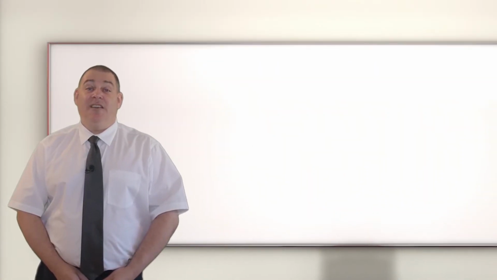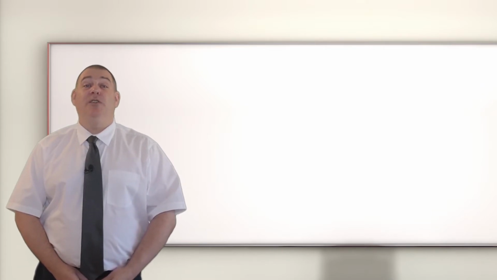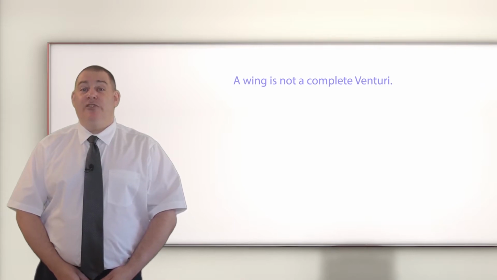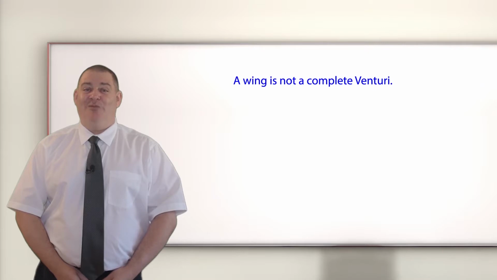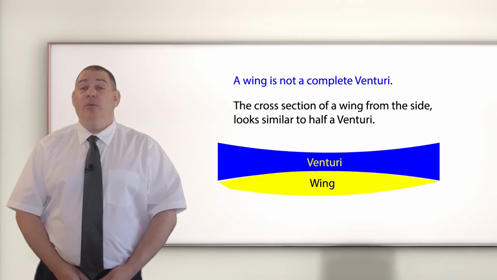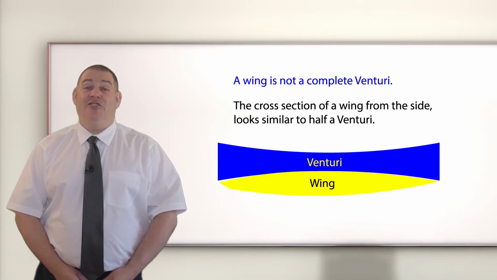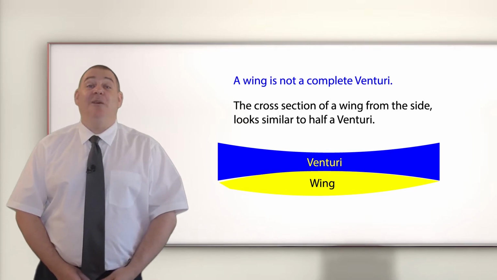There are many different ideas when talking about lift, especially the relationship between Bernoulli's principle and lift. The reason for the controversy is because a wing is not really a complete venturi. If we look at the wing's cross-section, we can see the wing looks similar to half a venturi. I will now give you my opinion on this subject.